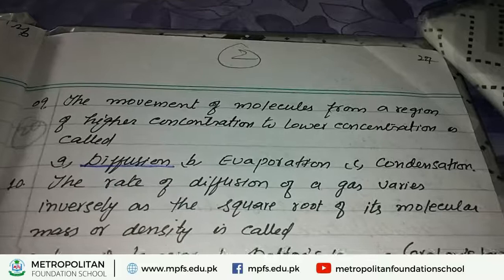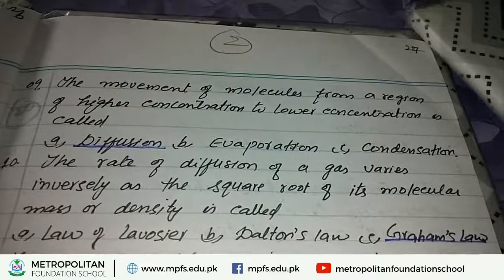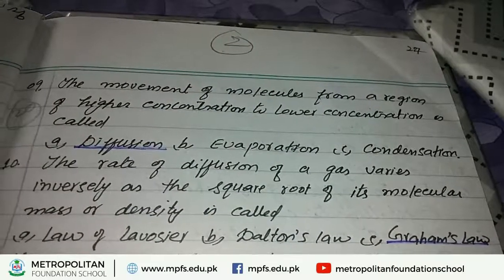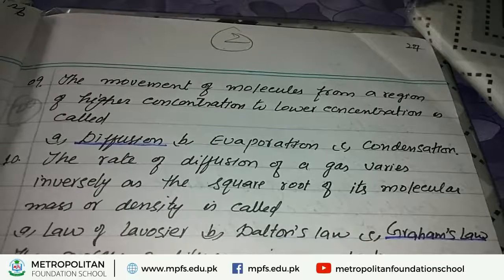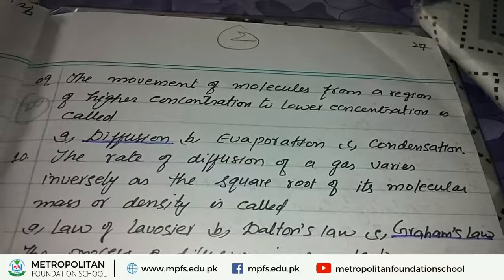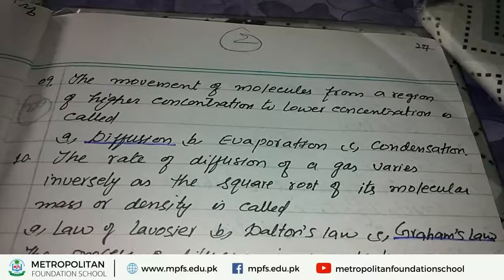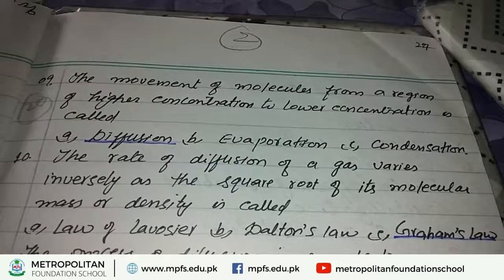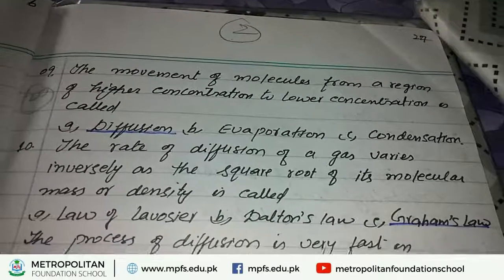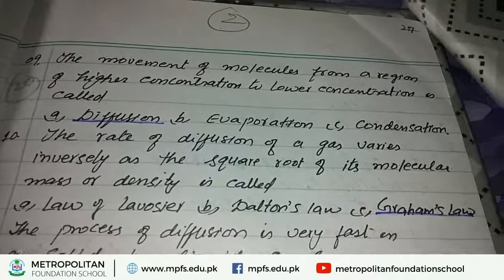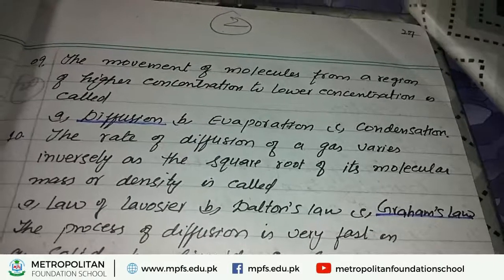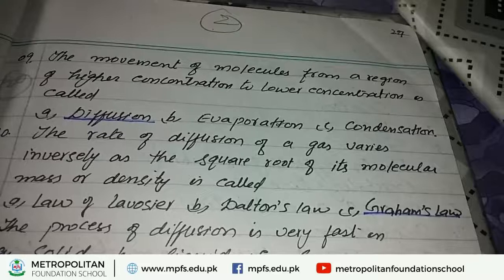Okay. Next, the rate of diffusion of a gas varies inversely proportional to the square root of its molecular mass or density is called. This is the statement of which law? Option A, law of Lavoisier, option B Dalton's law, and option C Graham's law.